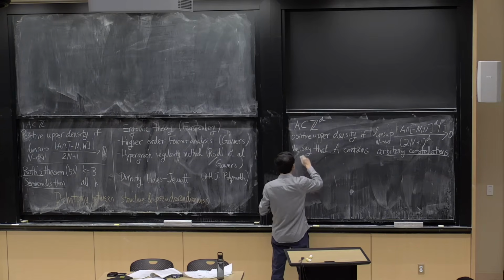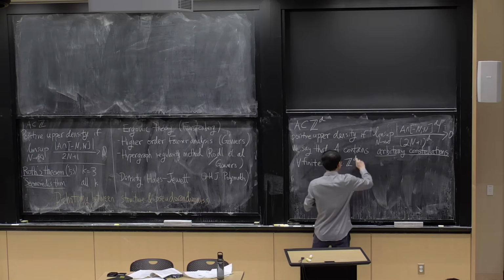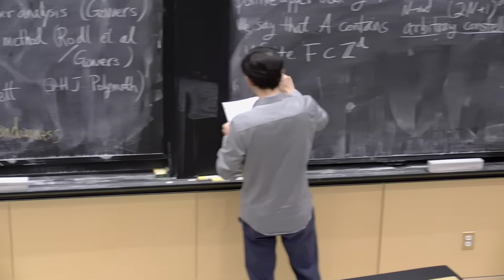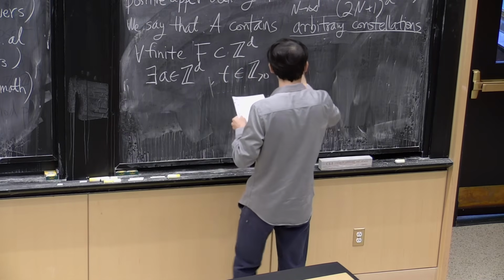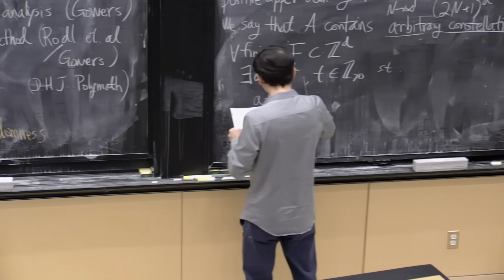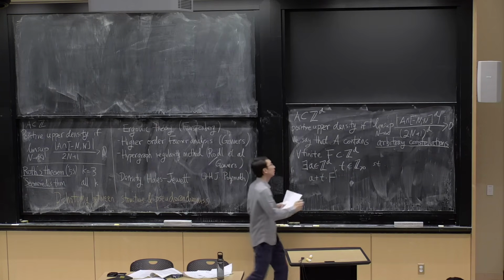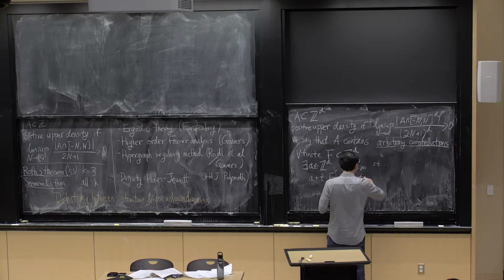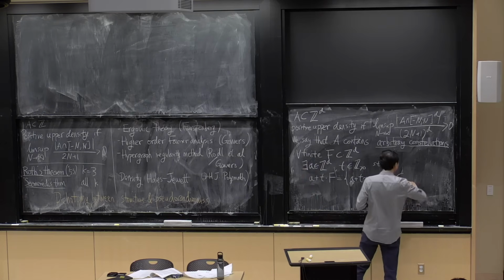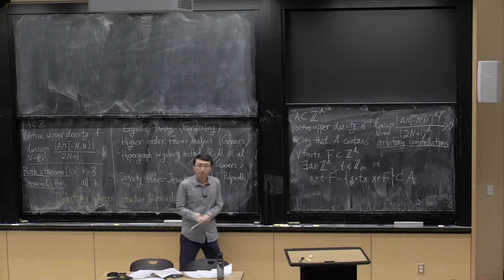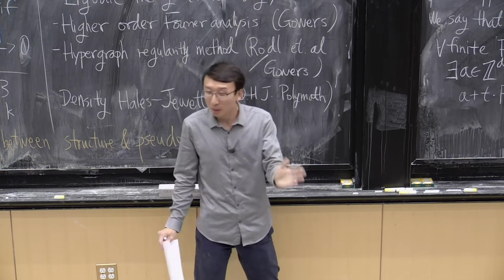What I mean precisely is that for every finite subset F of the grid, there exists some translation and some dilation such that once I apply this dilation and translation to my pattern F, meaning I'm looking at the image of F under this transformation, then this set lies inside A. So you see that arithmetic progressions are a constellation, just the numbers 1 through k.